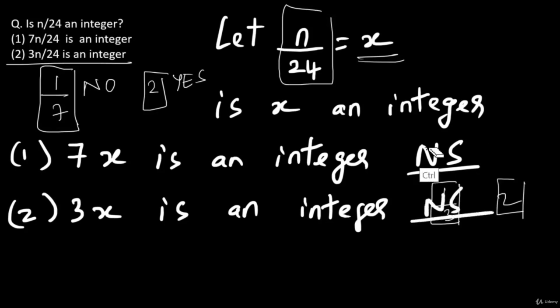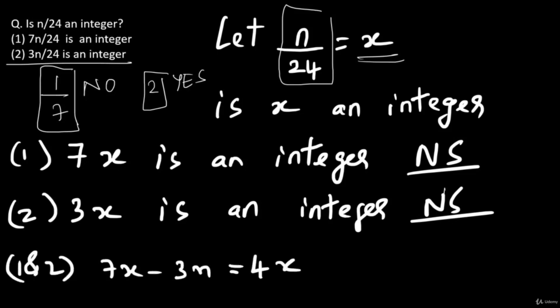Alright, so let's try statements 1 and 2 together. Over here, we know that 7x is an integer, and we know that 3x is an integer. Now, if I combine statements 1 and 2 and subtract them, 7x minus 3x, which is equal to 4x, this also has to be an integer.